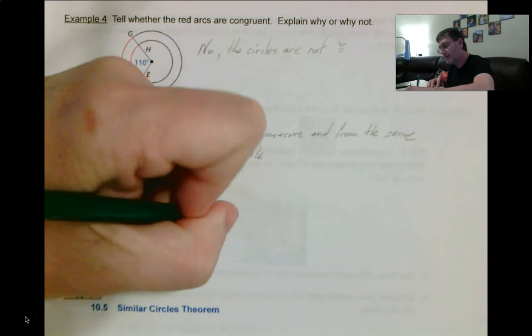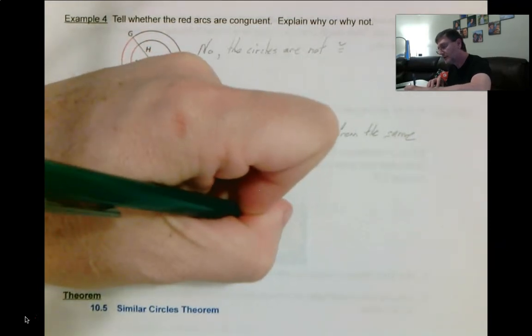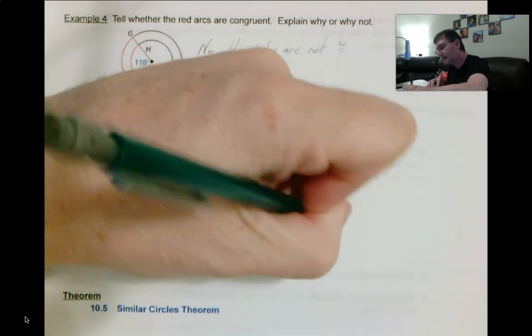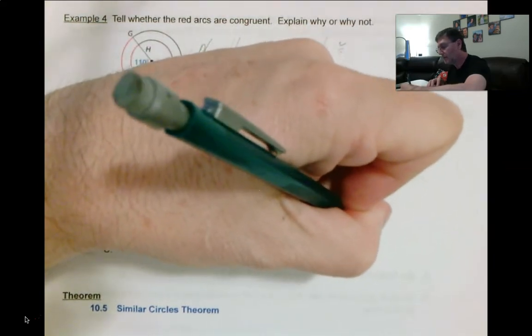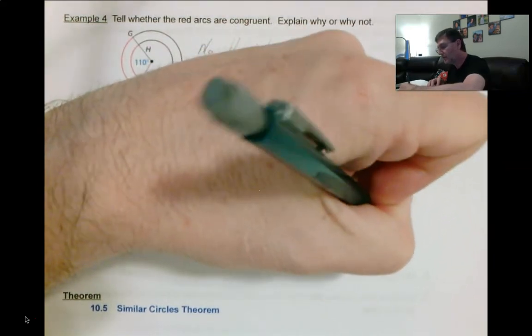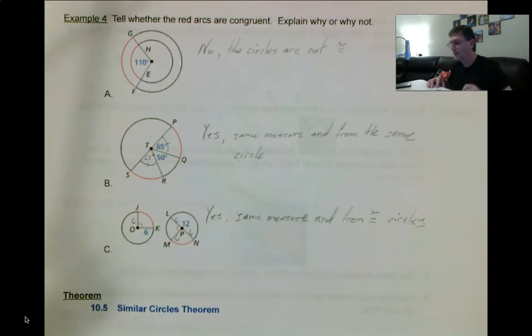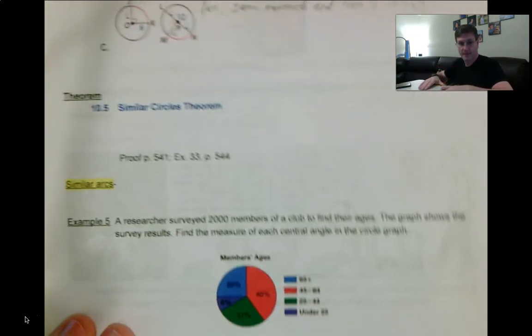Same measure, from congruent circles. Okay. Similar circles theorem. All circles are similar.